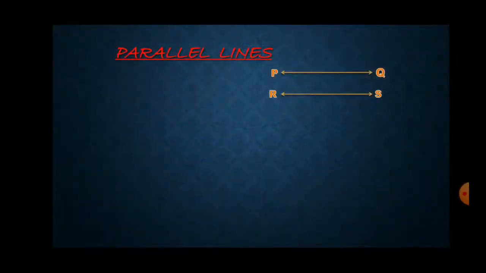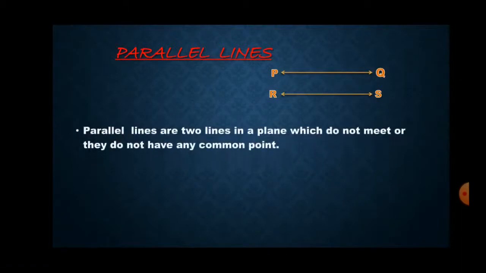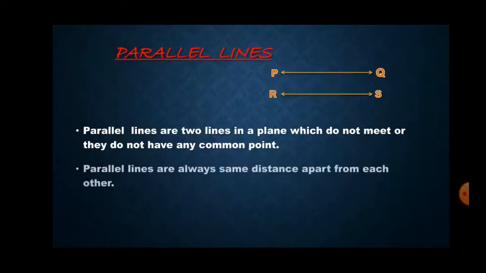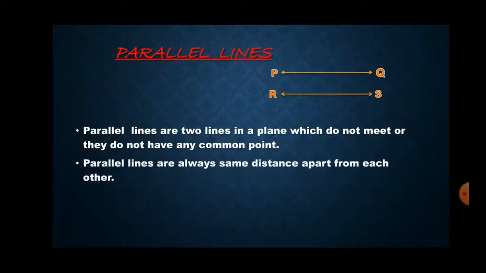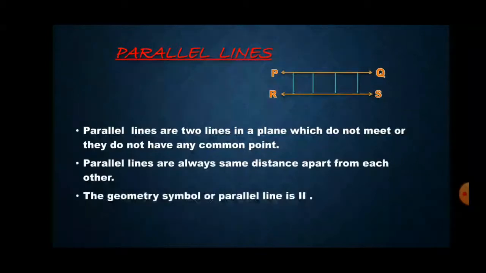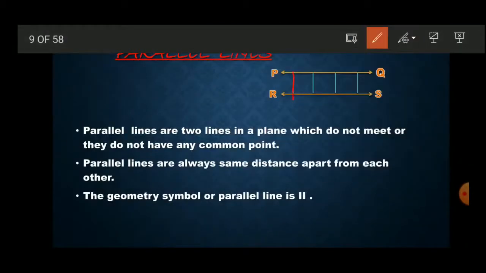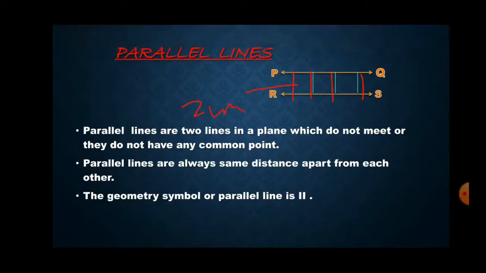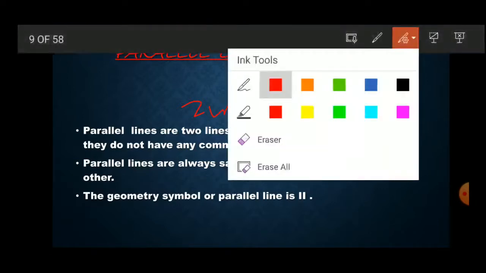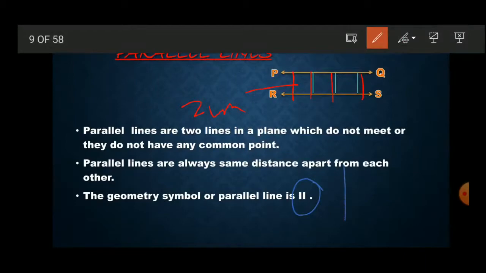The next line is parallel lines. Parallel lines are two lines in a plane which do not meet or they do not have any common point. Parallel lines are always the same distance apart from each other. Like we can see in the figure, the distance between the two parallel lines will always be the same. If it is 2 cm, then if we measure it from any part, it will remain same. And they do not have any common point. The geometry symbol for the parallel line is this.